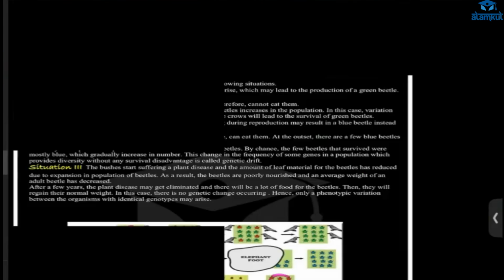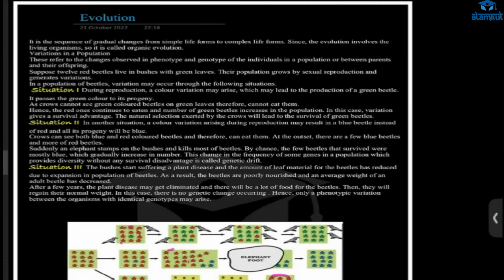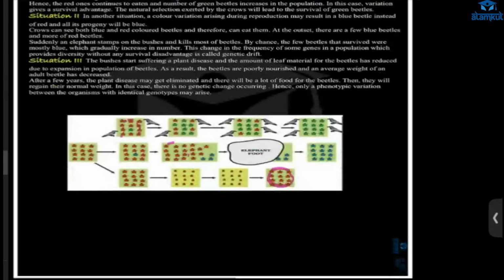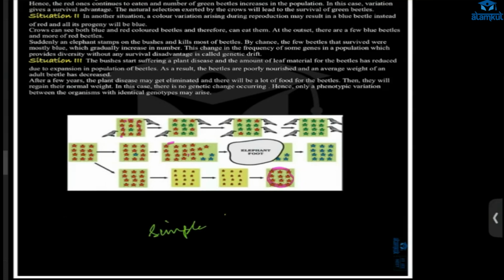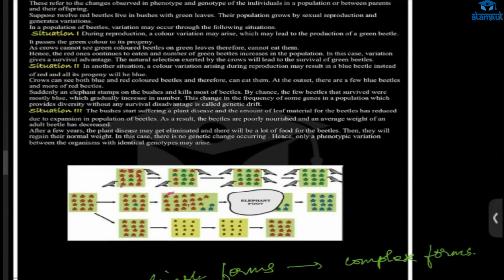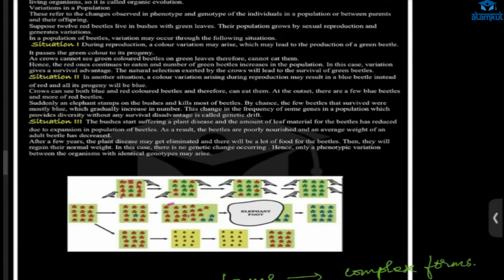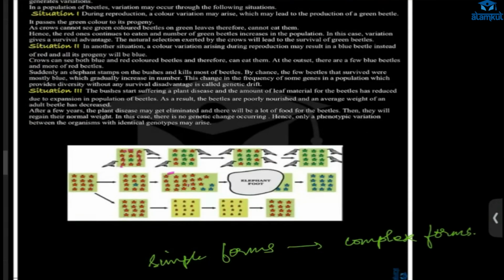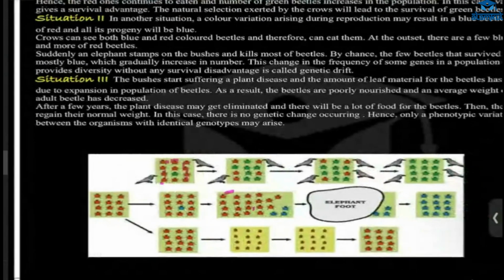Now, in evolution, what is evolution? Evolution is small, gradual changes to a simple life form, which after that becomes complex. Here they are giving variation. How does variation happen in a population? Here is the explanation. This is the beetle population.